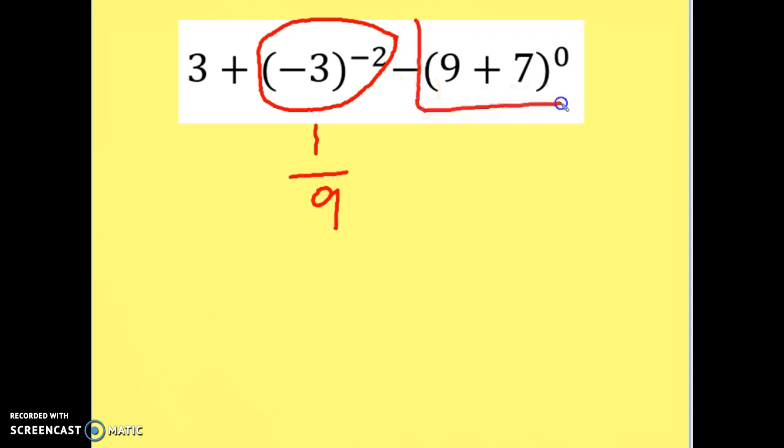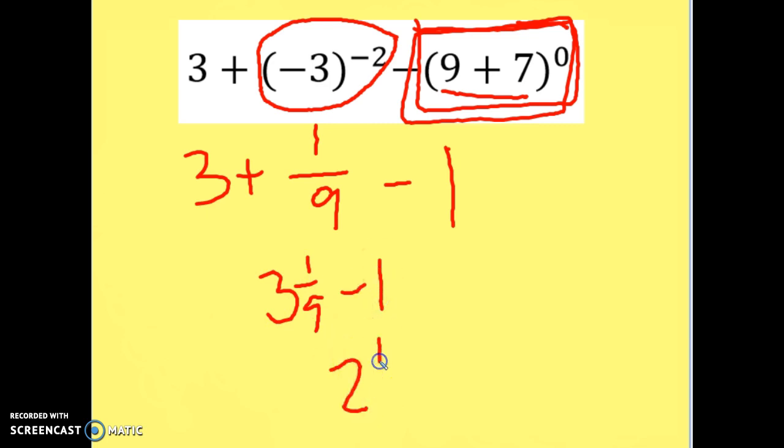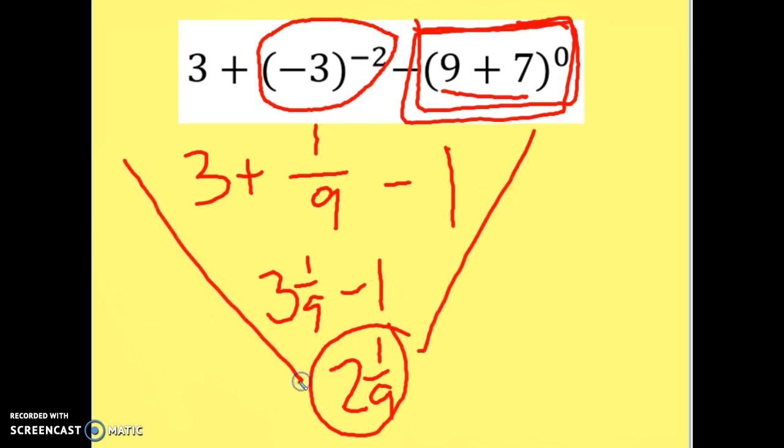Now, you'll also notice that all of that inside parentheses is being raised to the power of 0. So anything to the power of 0 is 1. So this rectangle here is just simply equal to 1. So we really have 3 plus 1/9 minus 1. Now you have to go left to right when addition and subtraction are present. So we have 3 and 1/9 added together, and then minus 1 gives us an answer of 2 and 1/9. So we have our final answer funneled down.